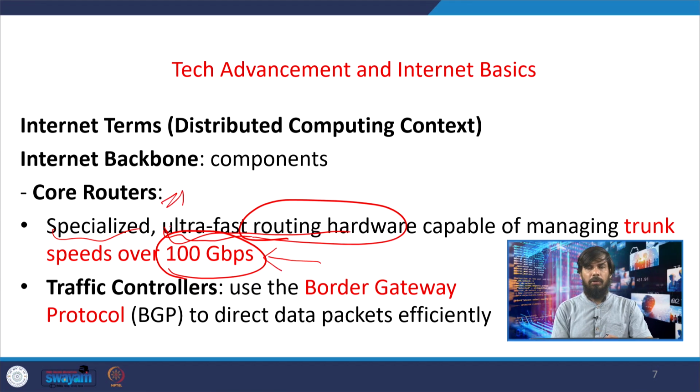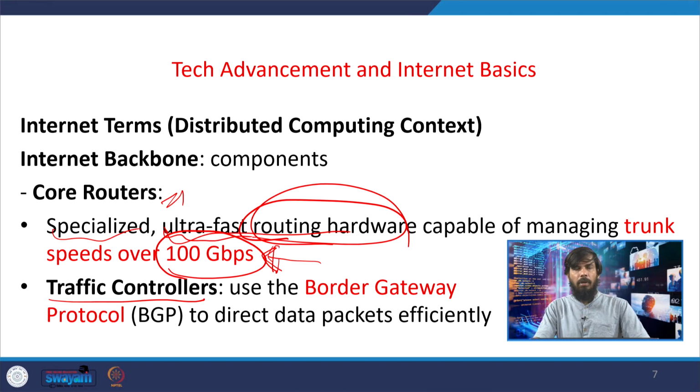So, these core routers should be able to bear this kind of transmission that is happening all the time, right. So, trunk speeds over 100 Gbps. This routing hardware should be able to bear that. And then these core routers also play the role of traffic controllers. They are essentially sitting in special points where they control the traffic across continents or nations.